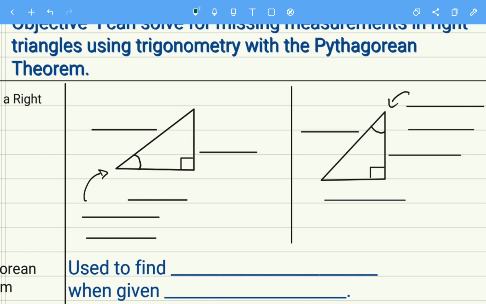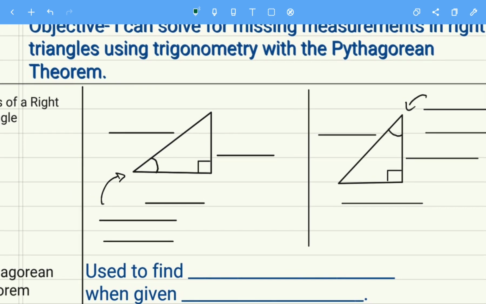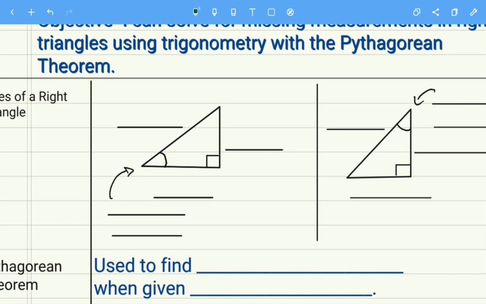So there are three sides to any triangle, and when we have right triangles, we have special names for them. These names are dependent on where the reference angle is located. The reference angle is just one of the two acute angles in either corner of the triangle, not the right angle over here. So reference angle will be given to you, at least its location.